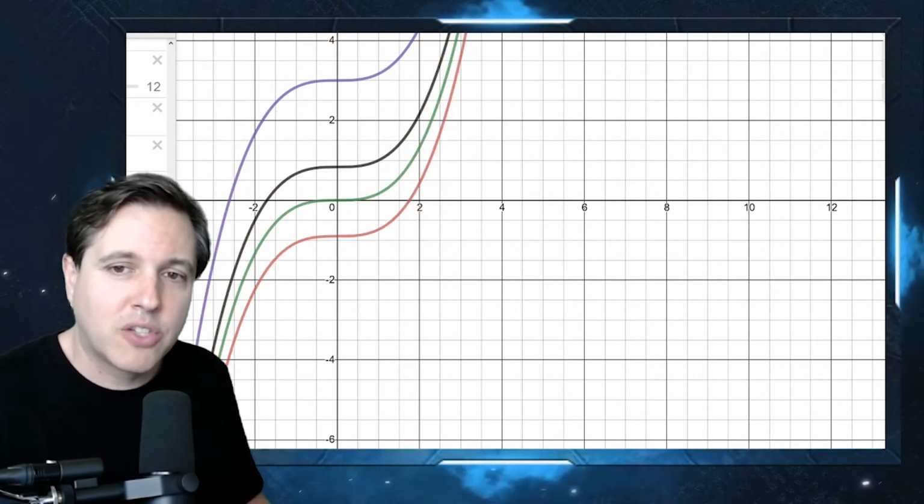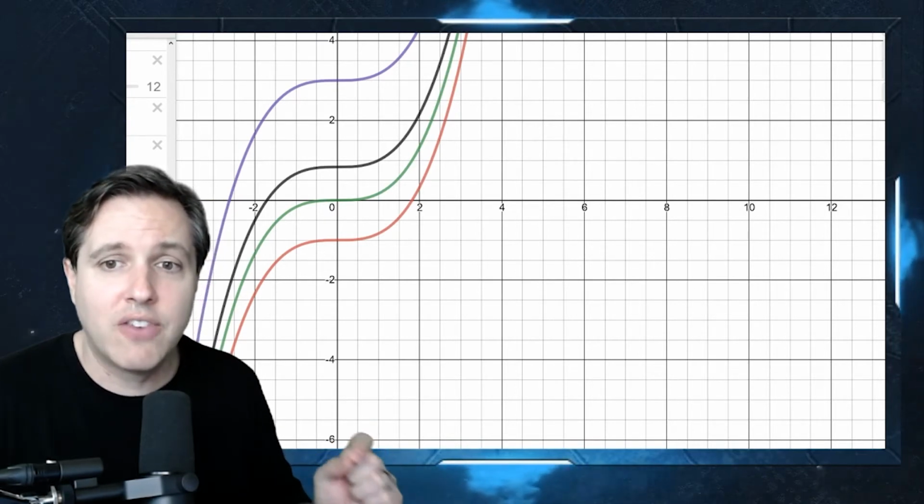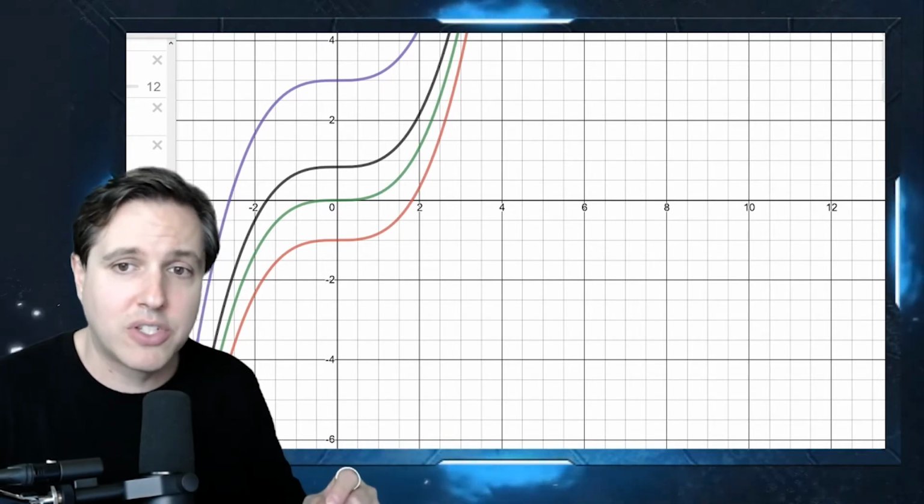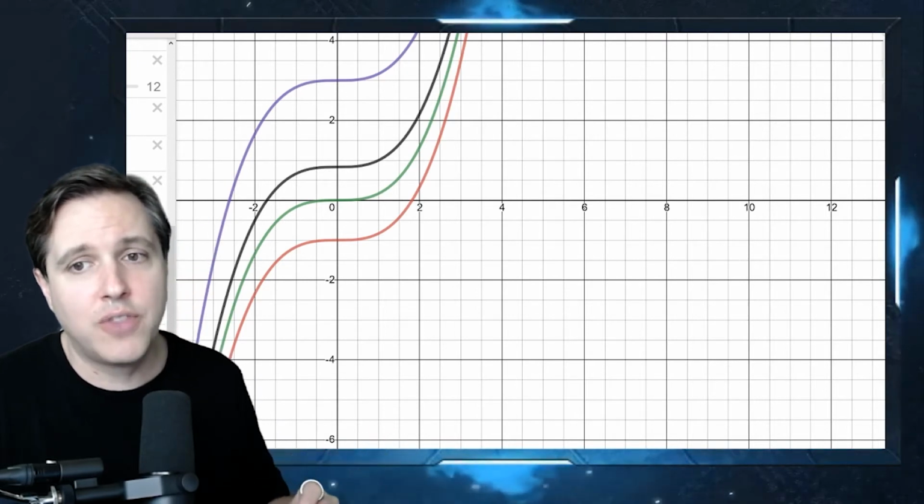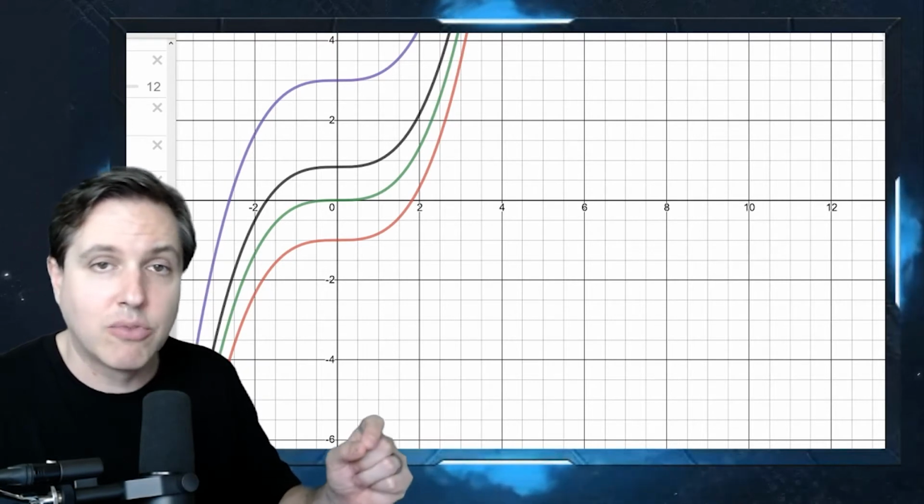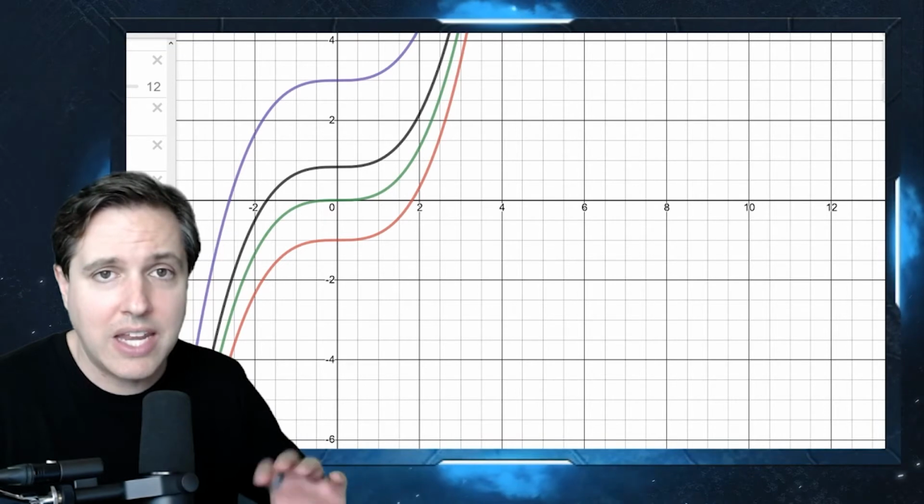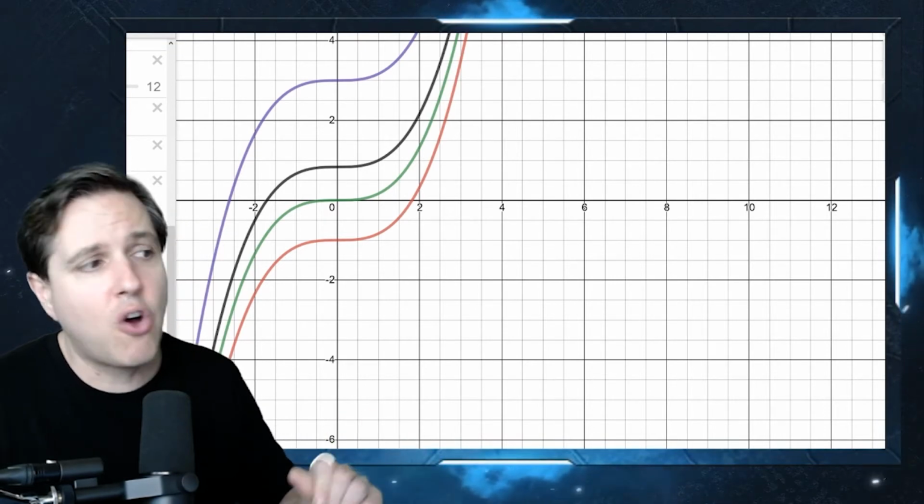But let's think about this for a minute. All of these functions are going to have identical tangent lines for a given x value, right? Look at x equals 0. Our tangent lines for all 4 of these would be the same. What about at x equals 2? Tangent lines the same. x equals -2. Tangent lines all the same. In fact, at any x value you want, the tangent lines for all of these graphs will be exactly the same.